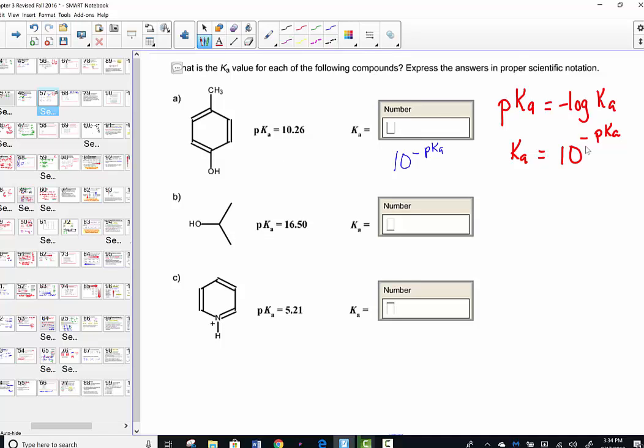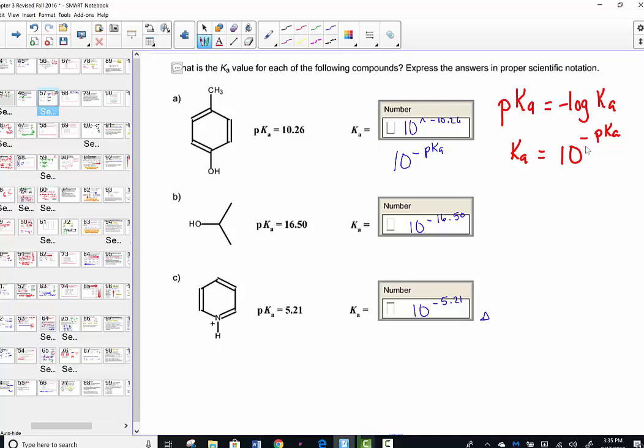So on your calculator, you would hit 10 raised to the, that's the caret key, negative 10.26. 10 raised to the negative 16.50. 10 raised to the negative 5.21. And hit equal, and you'll have a solution.